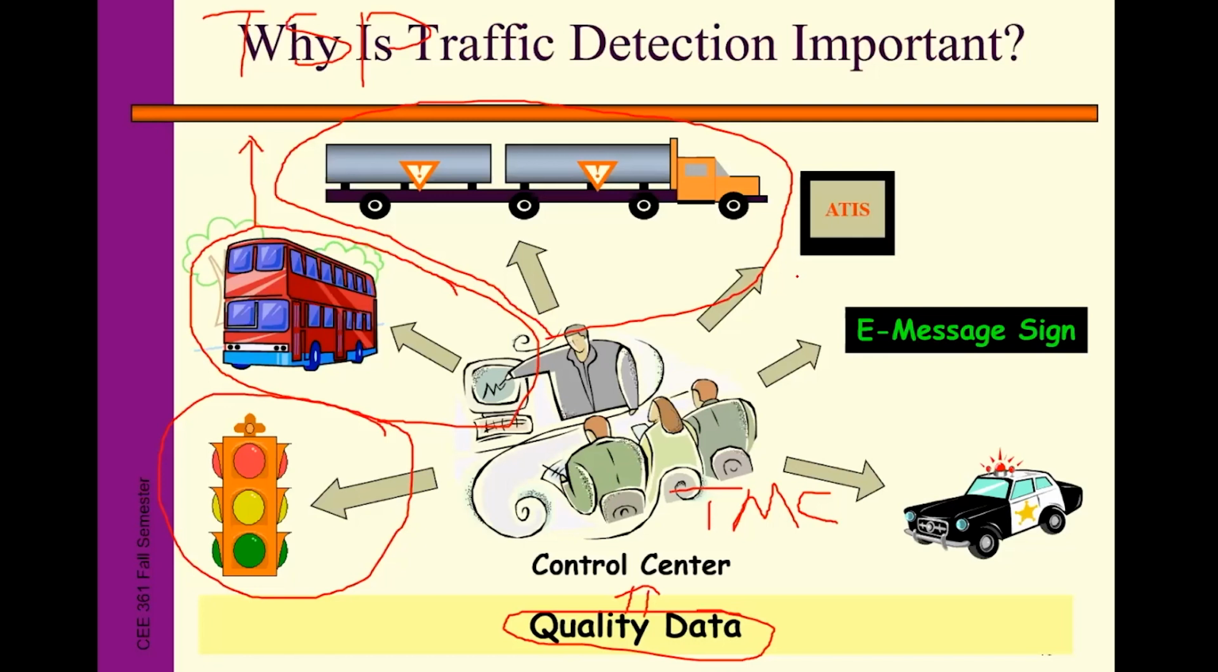We have to know where the truck is and what the real origin and destination is. We call it origin destination, OD. And then we can let them know the best route to take. And also we can have those data support the ATIS, the Advanced Traveler Information System.